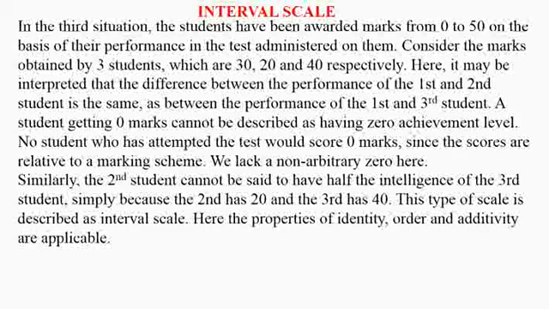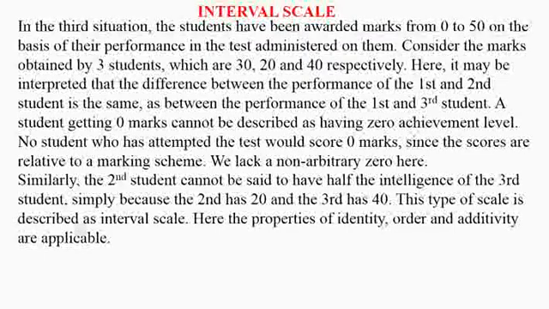So a student getting 0 marks cannot be described as having a 0 achievement level. No, a student who has attempted the test may score 0 marks, since the scores are relative to a marking scheme. We lack a non-arbitrary 0 here. That is one thing you should take note of whenever you discuss the interval scale. There is no non-arbitrary 0. The fact that somebody scores 0 does not mean he or she has not achieved anything at all in the learning process.